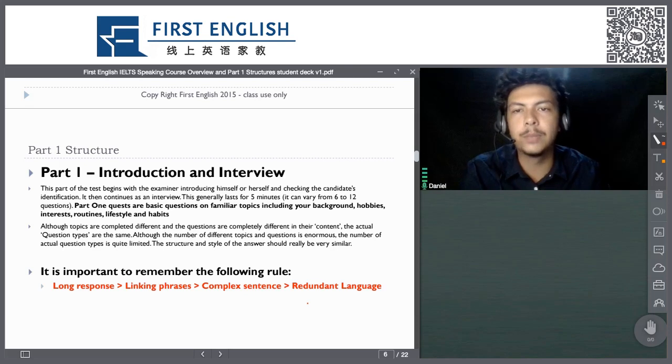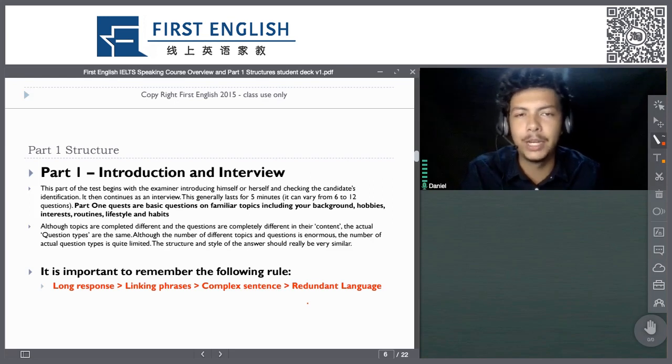The questions for this part of the exam will be basic questions in general, focused on familiar topics such as your background, your hobbies, your interests, your routines, your lifestyle, your habits, and so on and so forth. Obviously, these questions can range widely in their topics. You might get one question, for example, to describe something about your city, and then the next question might be something about an animal that you like.